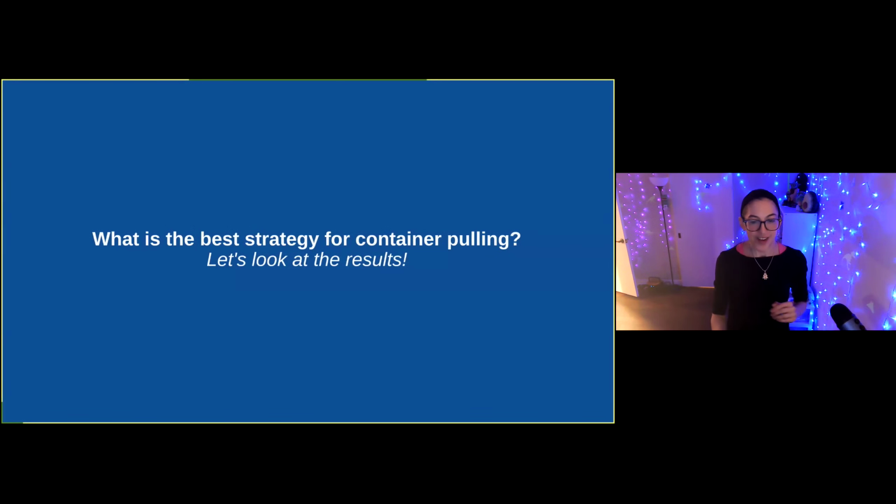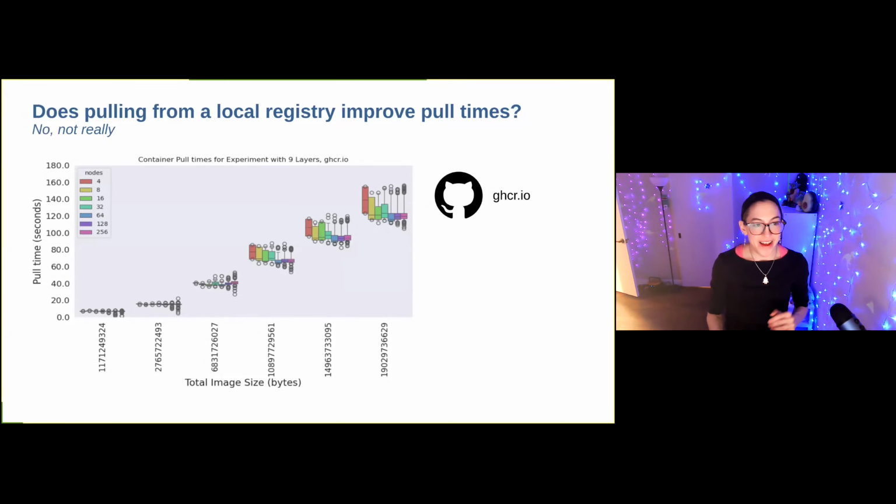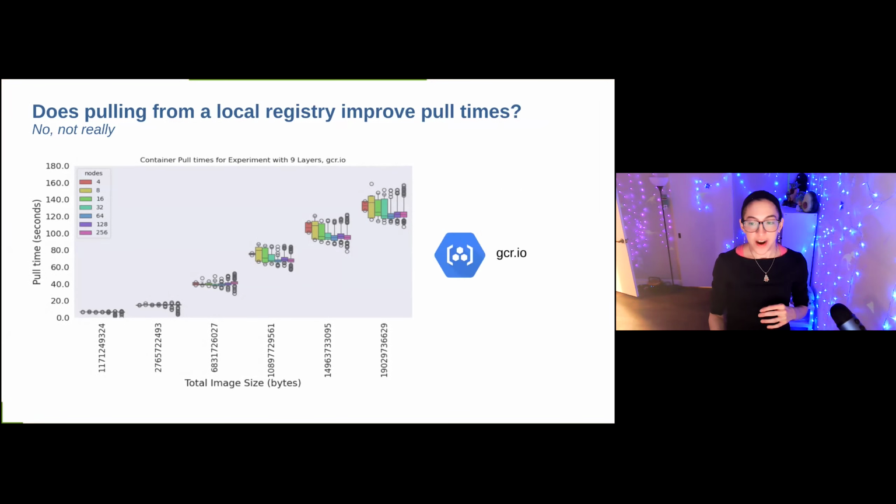Okay, so let's look at the results of the pulling study. Does pulling from a local registry improve pull times? I was pretty surprised about this. The answer is no. So here we are looking at pull times from GitHub Container Registry, ghcr.io. We can compare that with gcr.io.